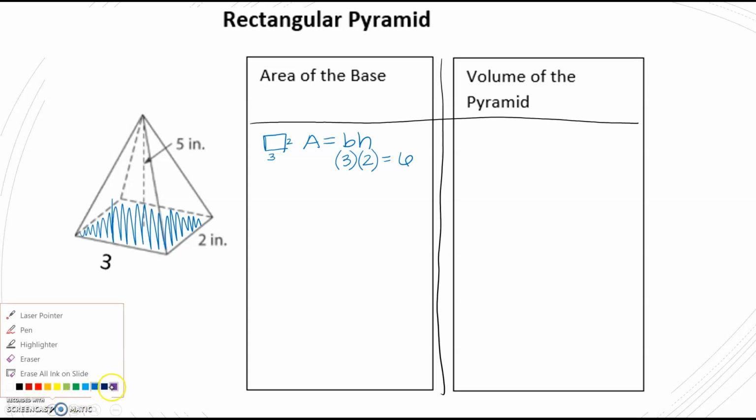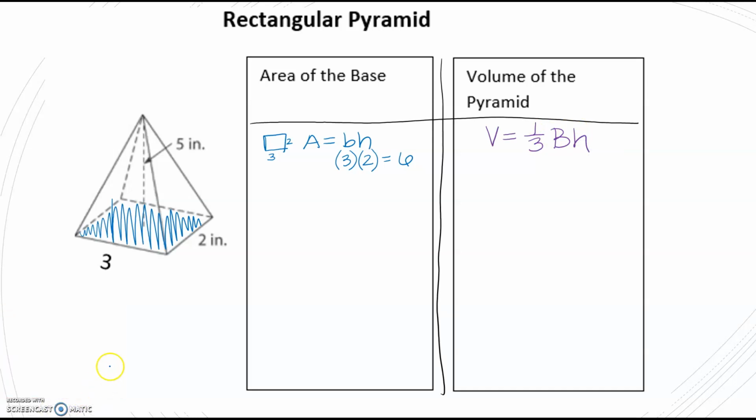Then I am going to go over here and do my volume formula. Okay, so volume, since it's a pyramid, equals 1/3 area of the base times height. So in place of my big B, I'm going to plug in the calculation, which was 6. I have the 1/3 from my formula.